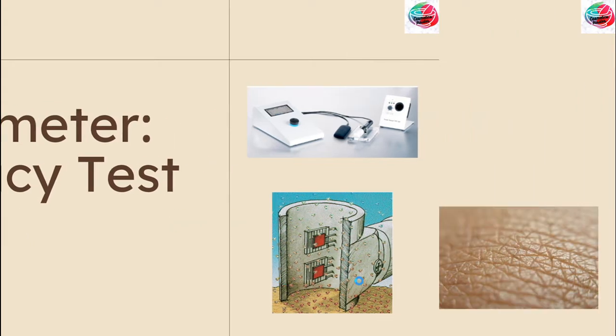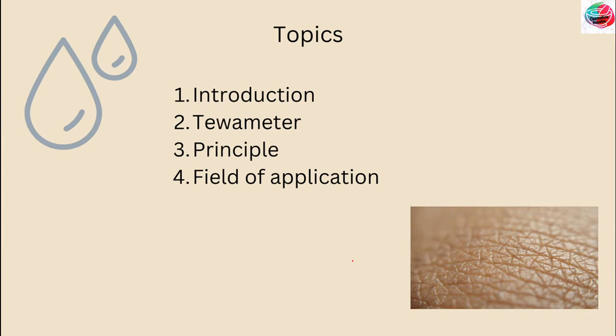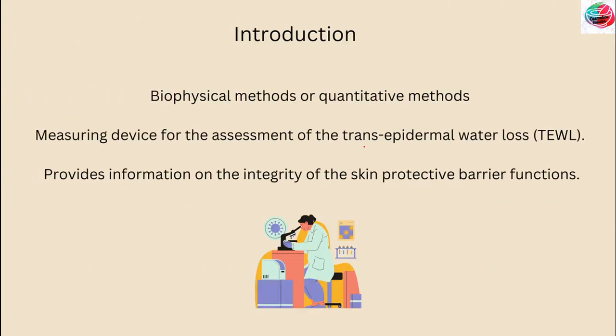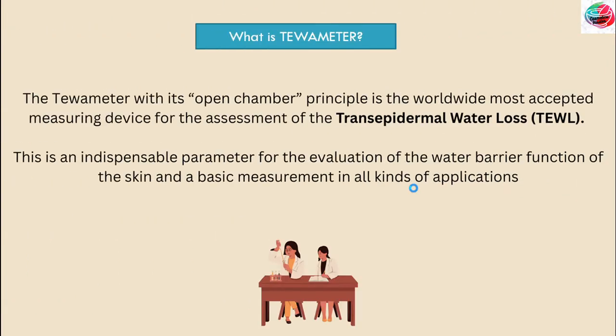The TEWAmeter is a measuring device for the assessment of the transepidermal water loss. This parameter provides information on the integrity of the skin protective barrier functions. The measurements are performed by the application of a probe to the skin surface for 30 seconds. Upon contact, the water evaporation rate is obtained. High values of transepidermal water loss reflect a damaged skin barrier function.